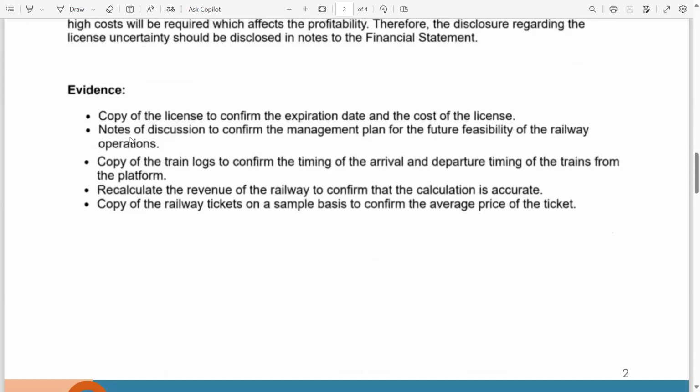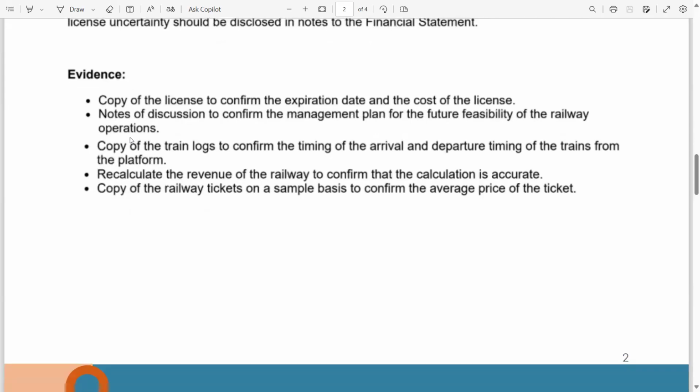Now, there is a requirement of evidence as well, along with matters. Copy of the license to confirm the expiration date and the cost of the license. Notes of discussion to confirm the management plan for the future feasibility of the railway operations. Copy of the trains' log, meaning timesheets, to confirm the arrival and departure timing of the trains from the platform. Recalculate the revenue of the railway to confirm that the calculation is accurate. Copy of the railway tickets on a sample basis to confirm the average price of the ticket. This is for the evidence.